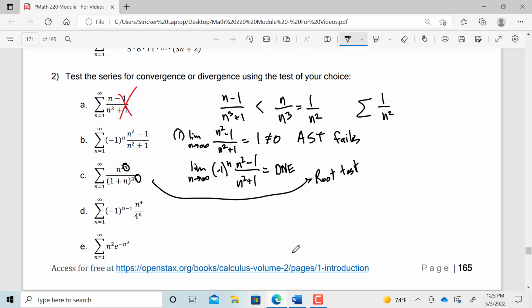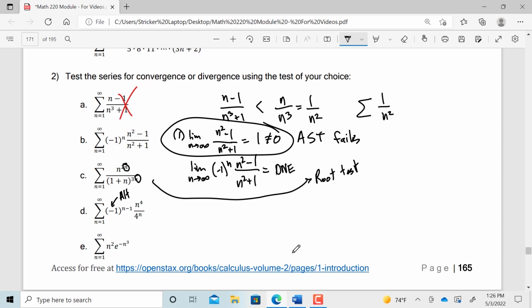Now, D, notice it's alternating. However, just looking at it, I'm not going to see that first requirement that the limit has to be 0. It's definitely not obvious. If you take the limit of that, that's like infinity over infinity. I don't know that that is the case. It's not obvious. However, if you have infinity over infinity, that means you could apply L'Hopital's rule. And actually, after applying L'Hopital's rule several times, I think you would get 1 over infinity, which would be 0.